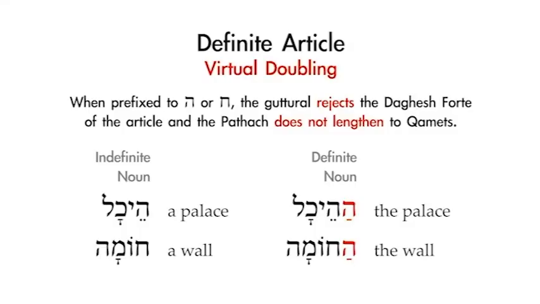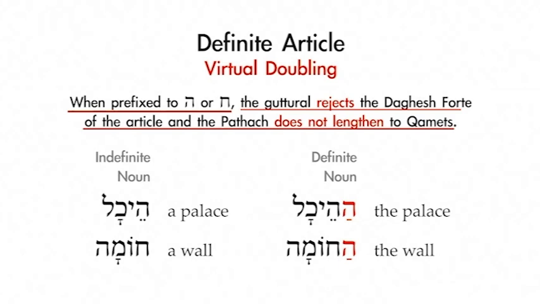In addition to compensatory lengthening, when you add the definite article to a guttural, there is also the possibility of encountering what's called virtual doubling. What is virtual doubling? Well, when prefixed to he or chet, the guttural rejects the Dagesh Forte of the article, and the pathach does not lengthen to qamets. So here you'll get the rejection of the Dagesh Forte, but no lengthening. This is called virtual doubling or virtually no doubling. Let's look at our first example.